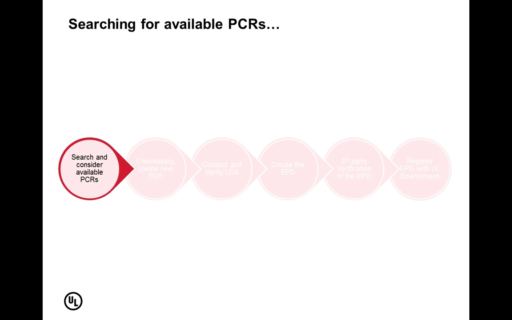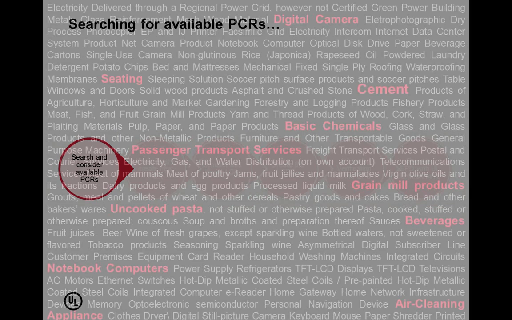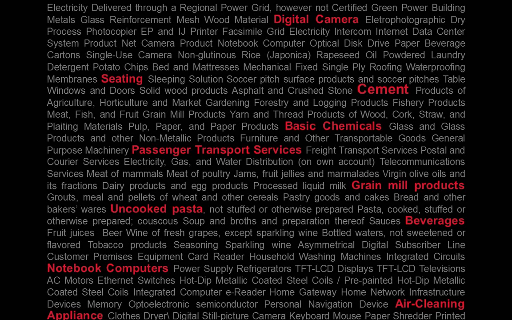So as I mentioned, this is the first step, search and consider available product category rules. Currently, there are about 350 to 400 PCRs available throughout the world. Some of those are focused on various regions. So if there is a PCR available in another region, then it can be used here in North America, but there has to be some modification and harmonization of that PCR. So as a program operator, one of the main responsibilities of that program operator is to ensure harmonization of these product category rules.